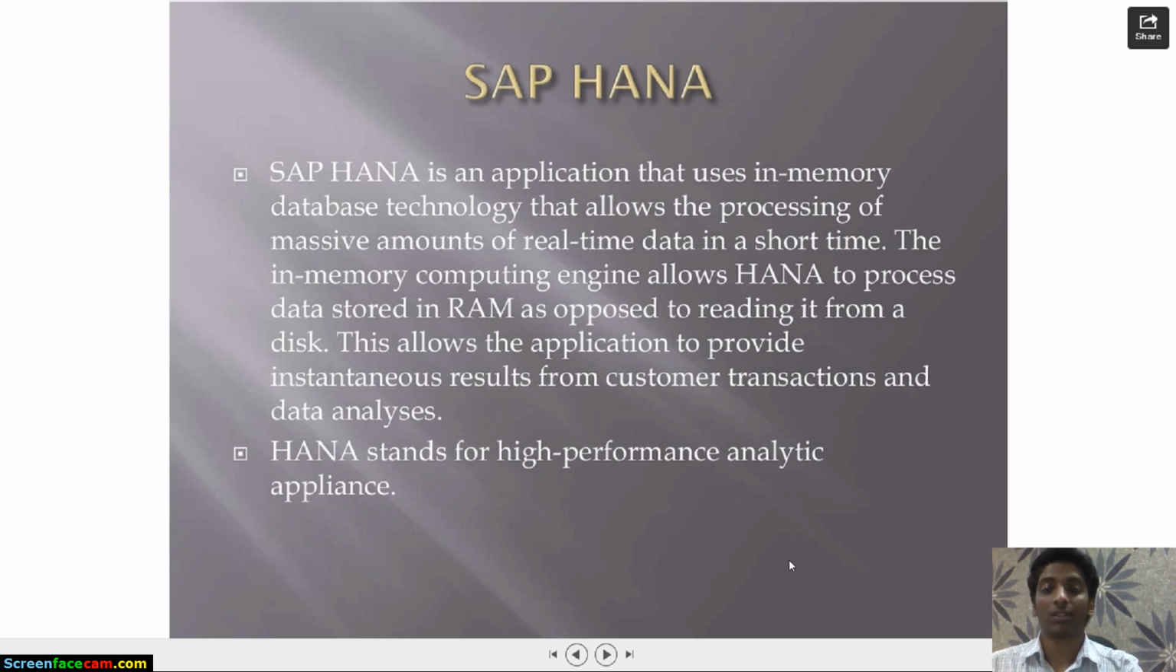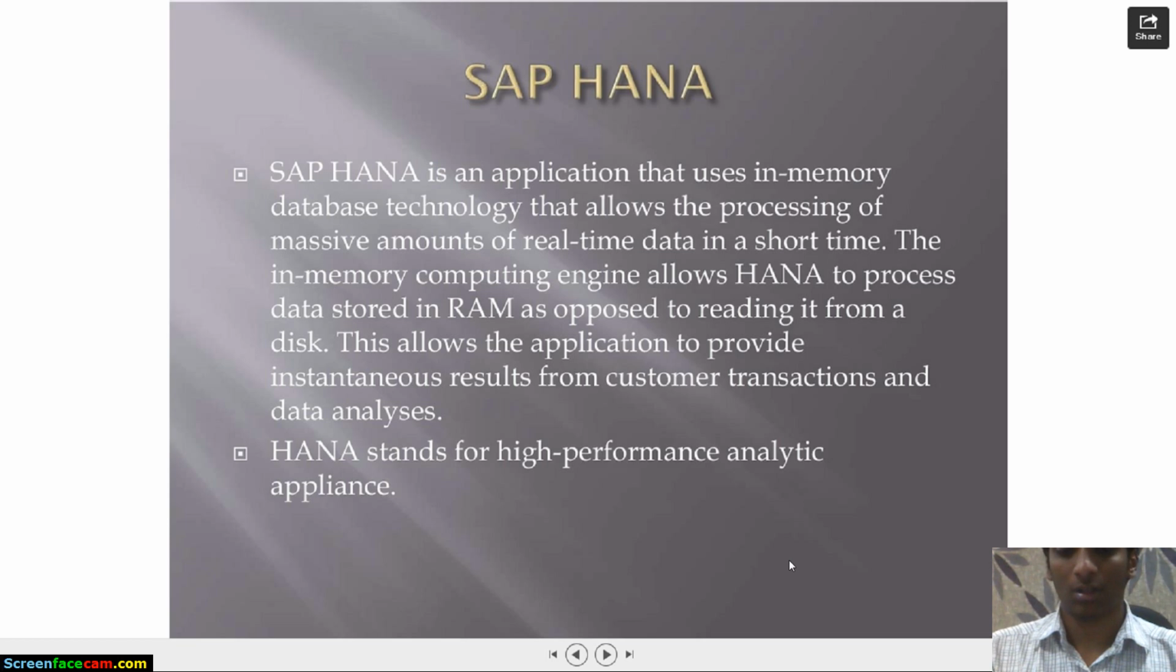So this is our first use case, that is SAP HANA. Currently it is one of the most advanced databases that SAP has come up with. SAP HANA is an application that uses in-memory database technology that allows the processing of massive amounts of real-time data in a short time. The in-memory computing engine allows HANA to process data stored in RAM as opposed to reading it from the disk. This allows the application to provide instantaneous results from customer transactions and data analysis. HANA stands for High Performance Analytic Appliance, and the architecture of HANA is very unique.